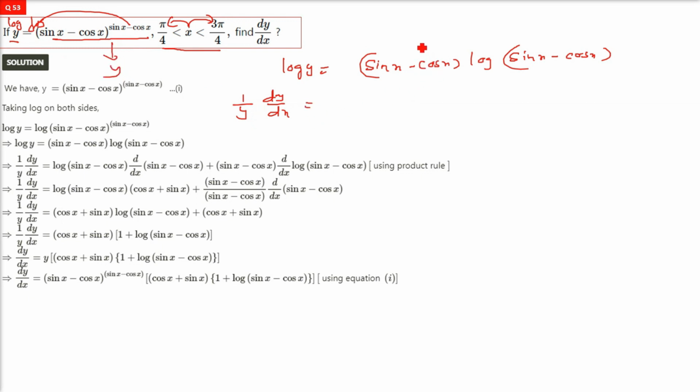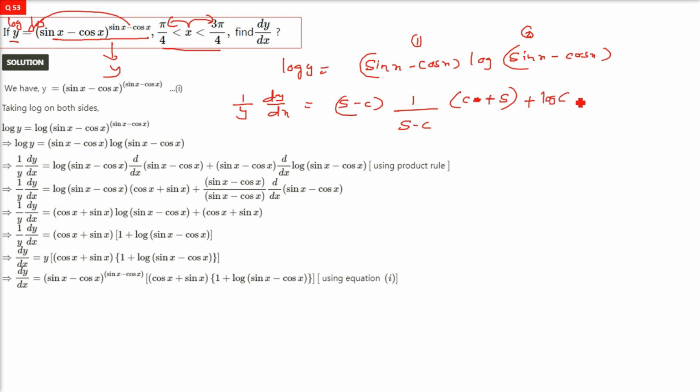Sin x minus cos x, one term. Second term, log of sin x minus cos x. Let us differentiate it now. We'll apply the product rule. So we have sin minus cos, and the derivative of log of sin minus cos is 1 by sin minus cos, and then the derivative of sin minus cos: sin will be cos, and then cos will be minus sin, so plus sin it will be. Okay, this is plus.